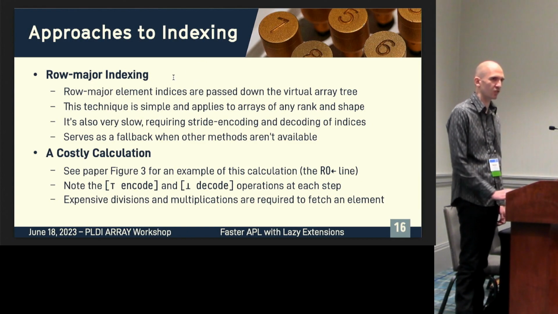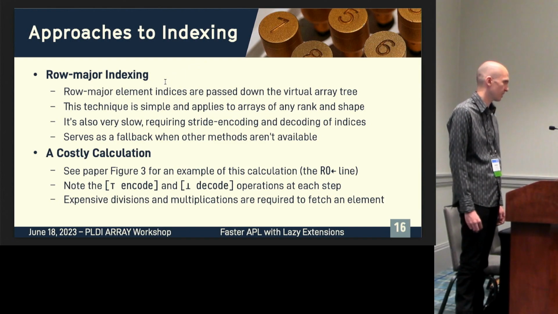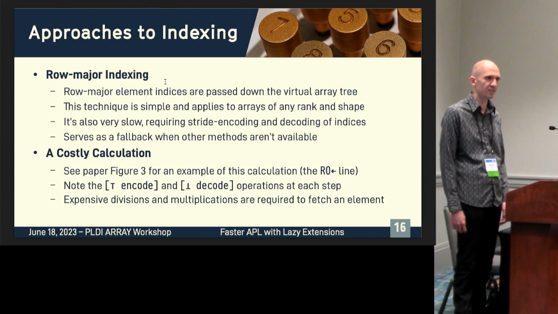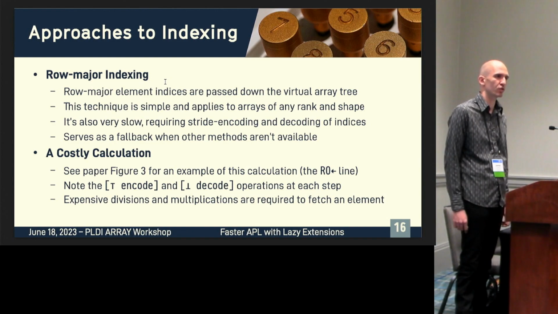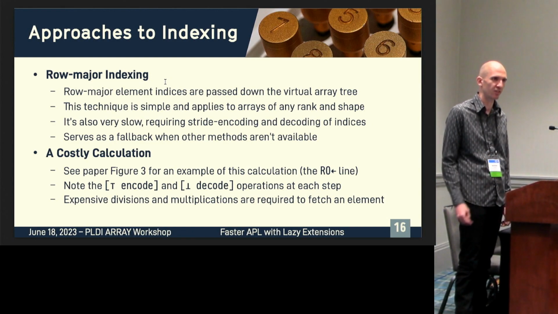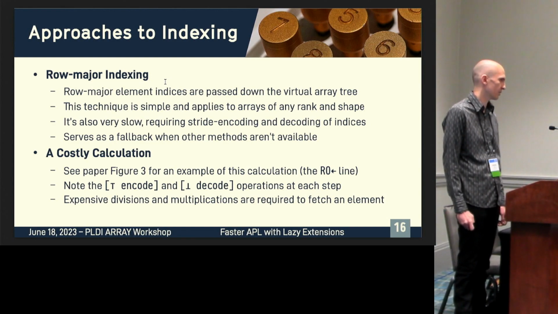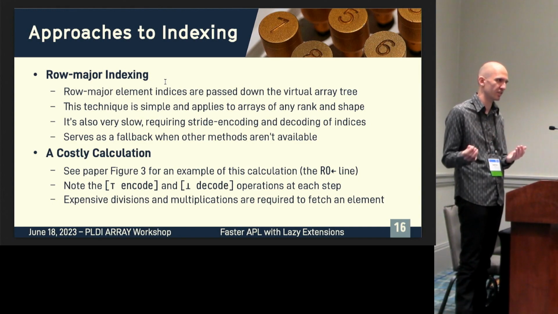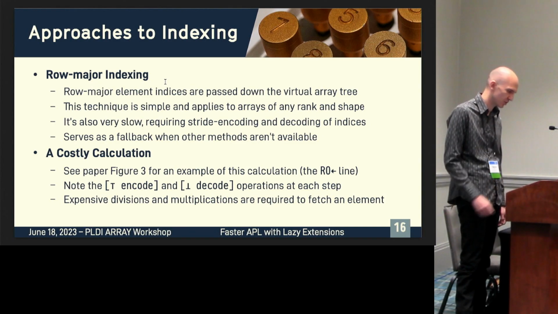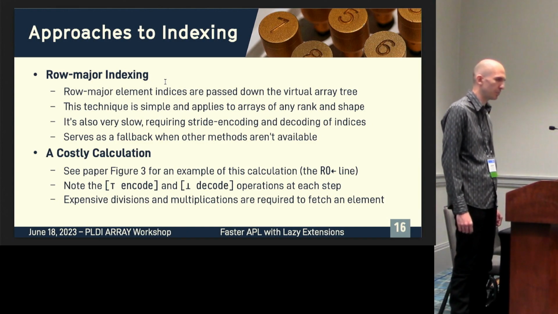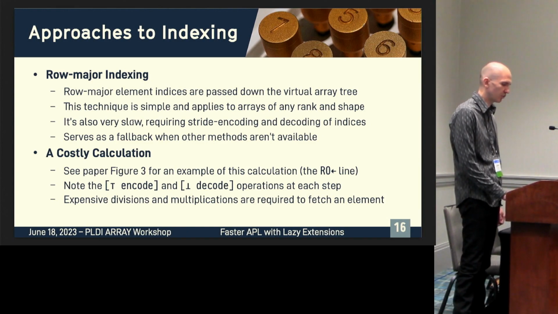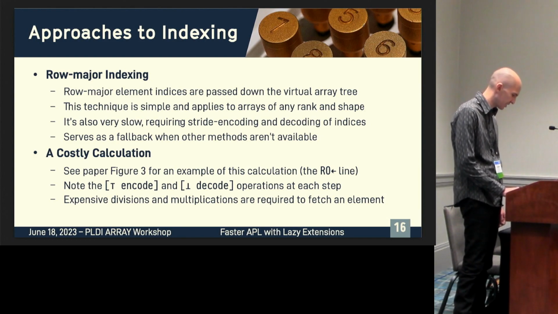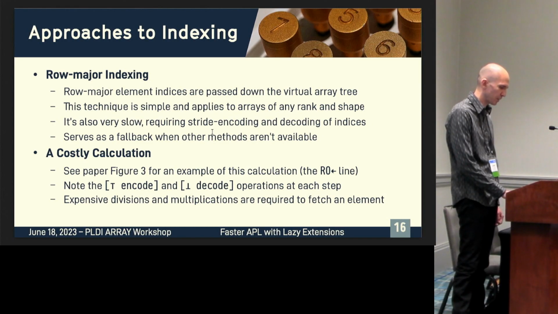The simplest way is called row major indexing using generator functions. That's when you have a function that takes a row major index and returns a value that exists at that index. So the way that you populate the output is you call the functions in a chain, going from the output to the input, returning back the input element from function to function. This is a simple technique. It applies to arrays of any rank and shape, but it's also very slow. You have to do stride encoding and decoding of indices at each step. However, this will serve as a fallback when other methods aren't available.